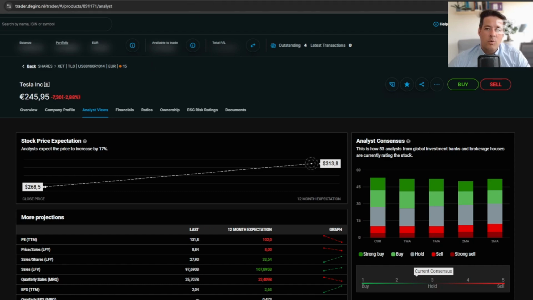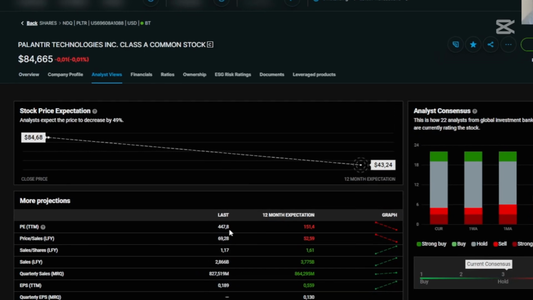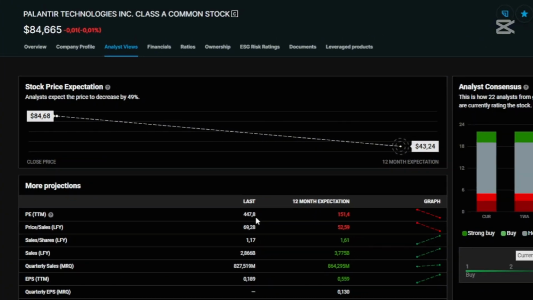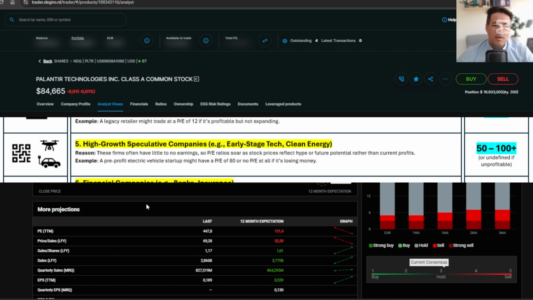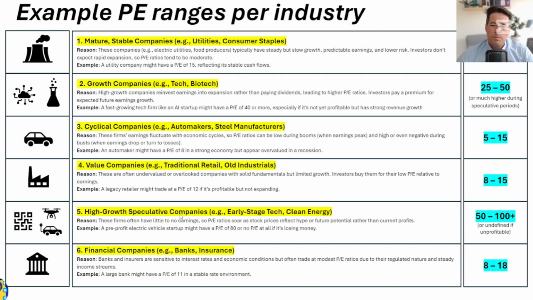Another one that I want to show you is, for instance, Palantir. Palantir is currently at 84 and has a PE ratio of 447. So they expect a lot of profit, and this is already being priced into the PE ratio and basically the share price. This PE ratio is one of the highest that we have seen so far, and this one fits this category of high growth speculative companies. It's far beyond the range of 50 to 100. And why? Because there's such an expectation around this company, and this share price also represents this.